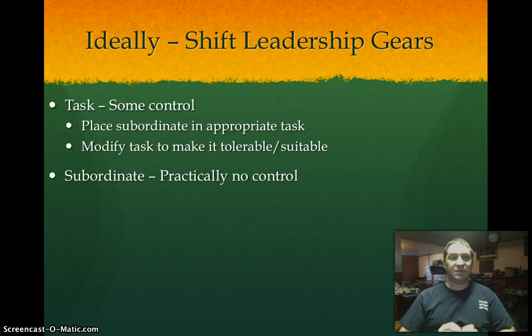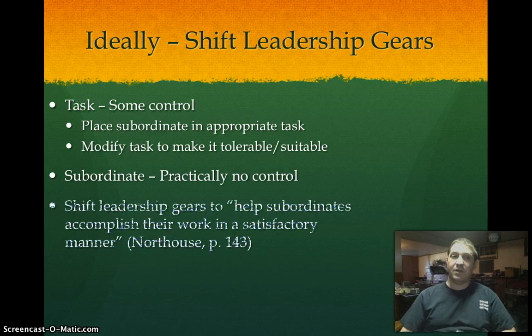And certainly we do not have much control over the subordinate. Their characteristics all deal with how they feel, how they are motivated, and so forth. So we have very little control over that. What we have the most control over is the leadership style and characteristics. To shift leadership gears is to help subordinates accomplish their work in a satisfactory manner.